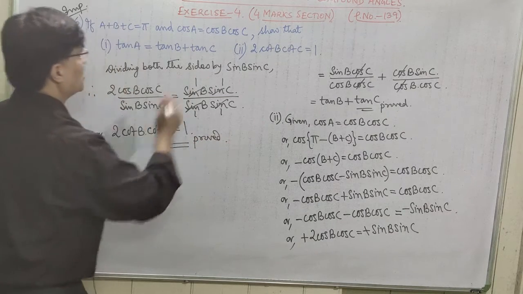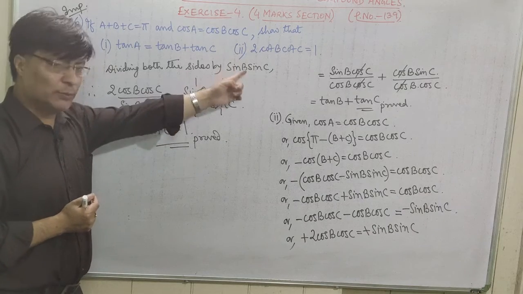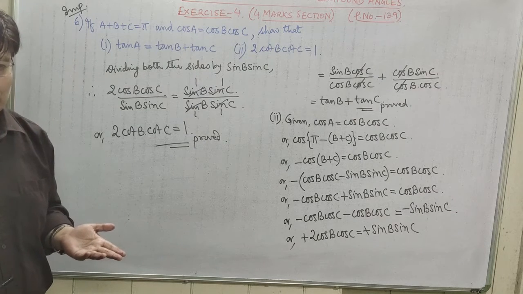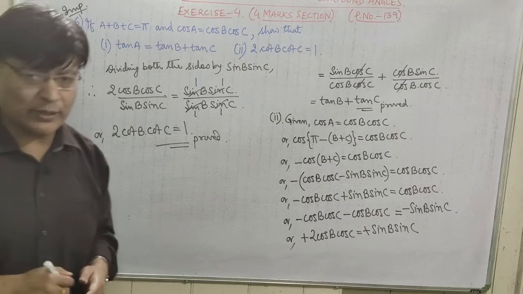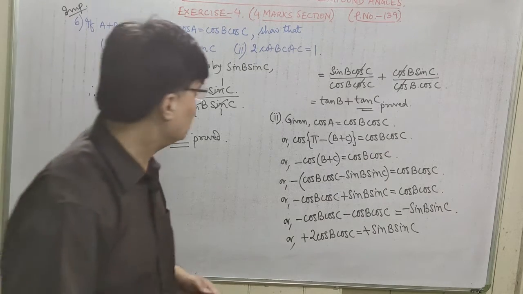So we have proved both the results, number 1 and number 2. So here we have proved that number 2, that is 2 cot B cot C is equal to 1. So it is done. Okay, so you can copy it. So this question number 6 is very, very important. You can mark it. So let's do the next question now.